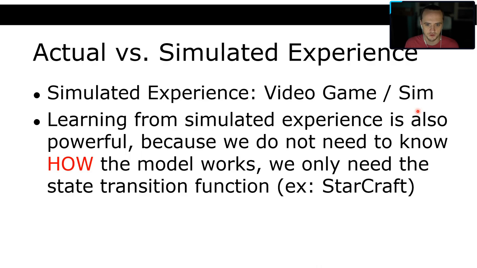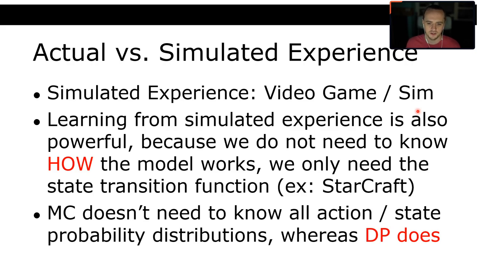was try out different things and then say, okay, well, I tried making Marines at this point in the game and it didn't work, so don't do that the next time. Or I tried attacking here, maybe I'll try defending next time. And so it just learns from rewards based on what it had done in the past. So Monte Carlo doesn't need to know all the action or state probability distributions, whereas dynamic programming actually does.